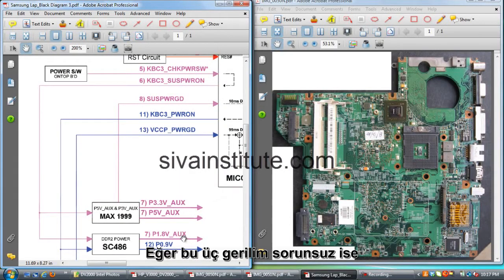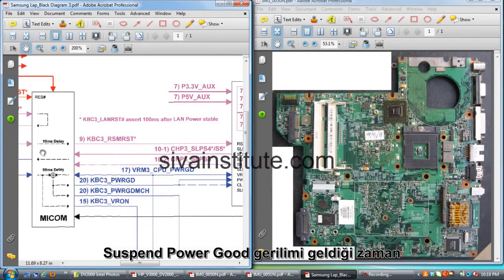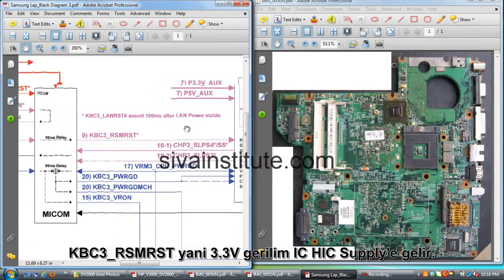When the three auxiliary supply voltages are okay, this voltage comes to the SIO chip. Suspend power good voltage is okay. When this voltage is okay, this suspend power okay voltage goes to the SIO IC, SIO controller. When the suspend power good voltage comes to this SIO chip, this KBC releases RSM reset 3.3 volts to the ICH supply, the ICH chip.